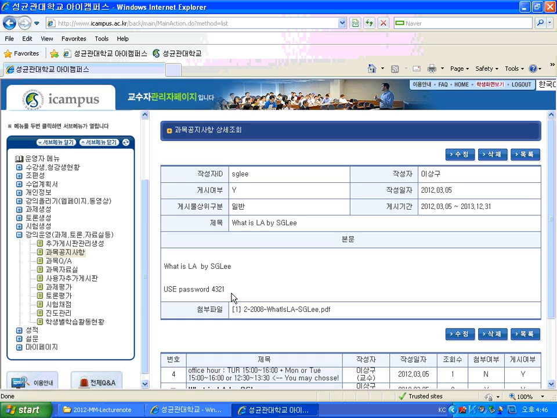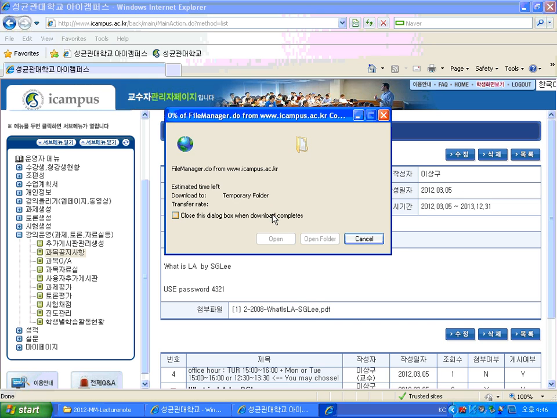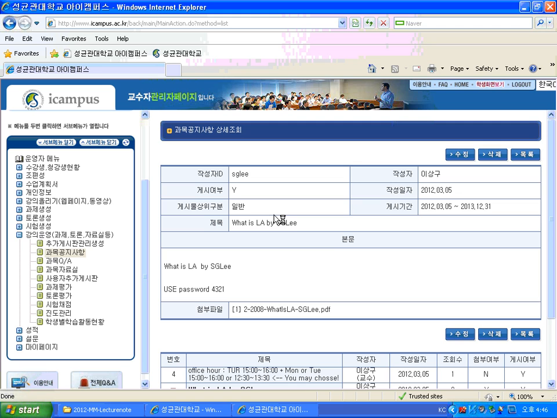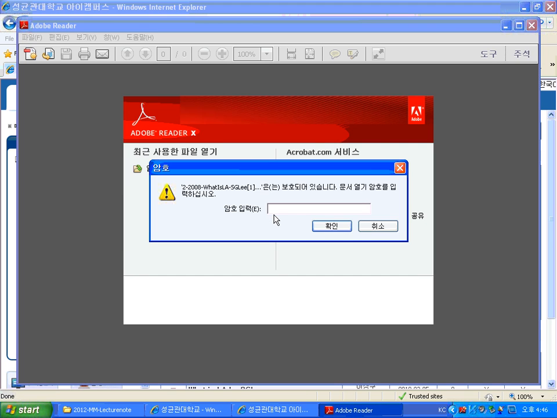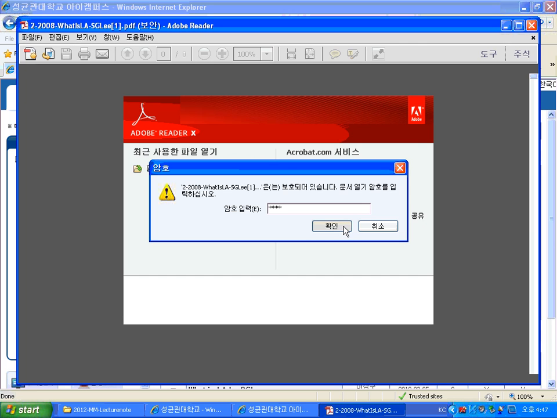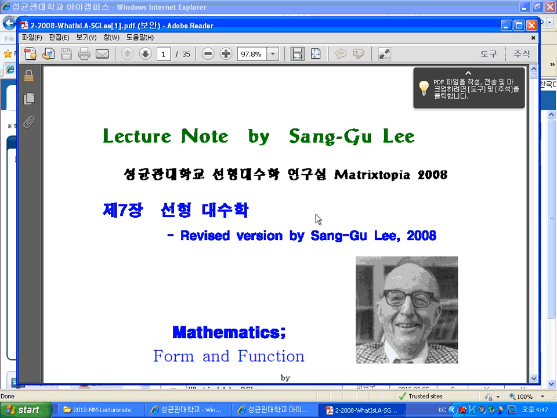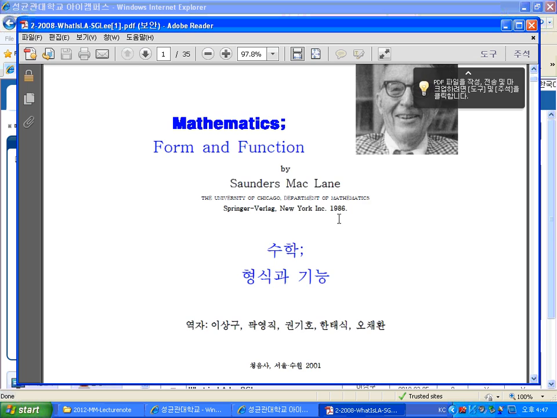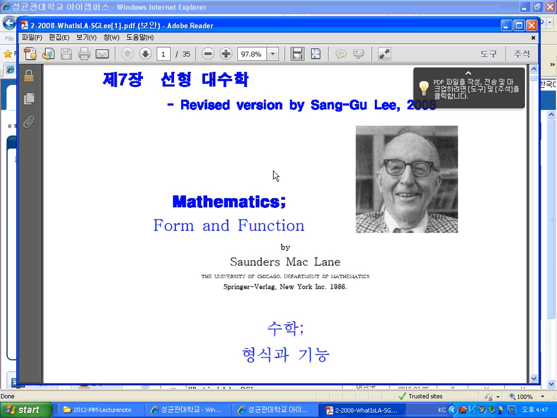And also, I have uploaded some of the files that will be used as a prerequisite and the pre-knowledge for this math modeling class. This PDF file was protected by a password, 4321 here. So you just type 4321 there. Then you will be able to see the full file of this preview and review for this course.